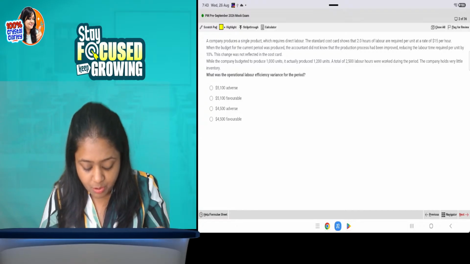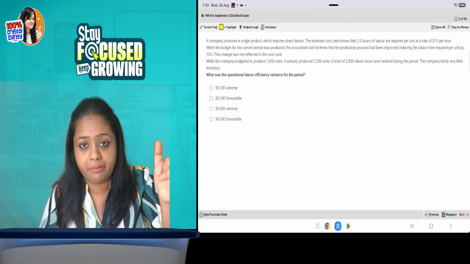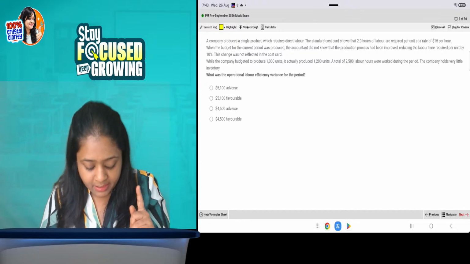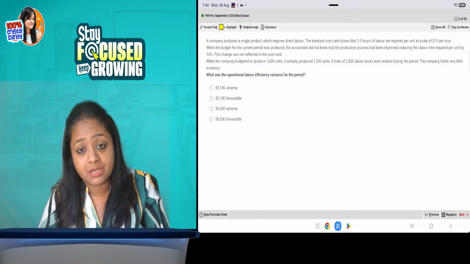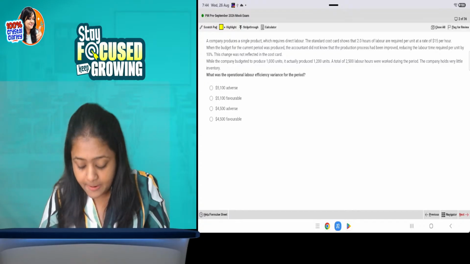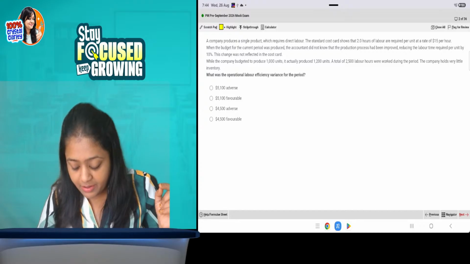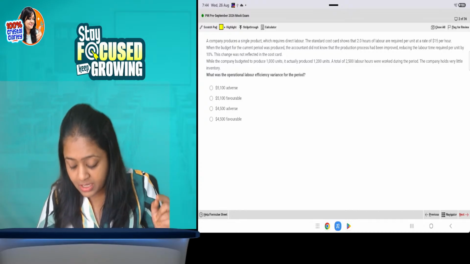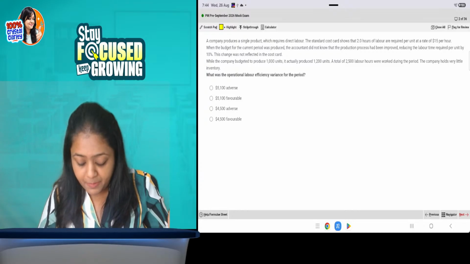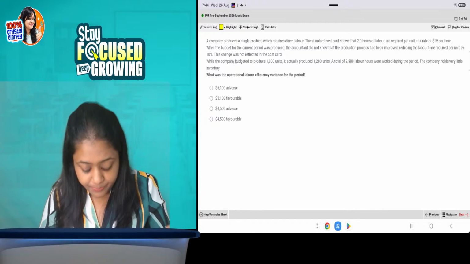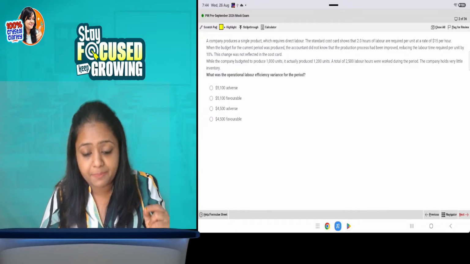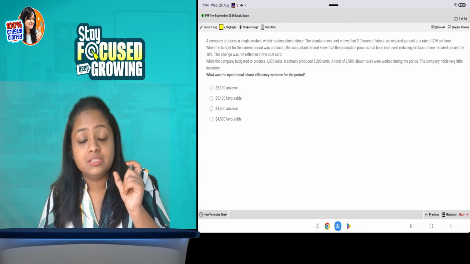The change was not reflected in the cost card, which is the budgeted cost card. While the company budgeted to produce 1000 units, it actually produced 1200 units. A total of 2500 labor hours were worked during the period. The company holds very little inventory. What is operational labor efficiency variance?